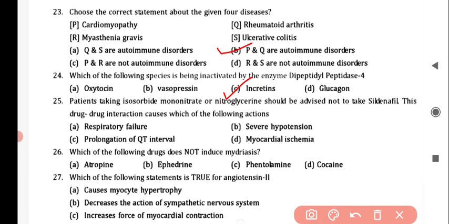Next question is patients taking isosorbide mononitrate or nitroglycerin should be advised not to take sildenafil. This drug-drug interaction causes which of the following actions? So the correct answer is option B, that is severe hypotension.